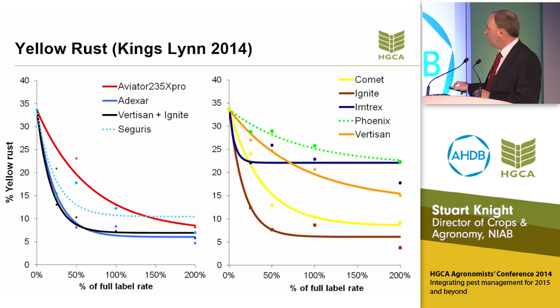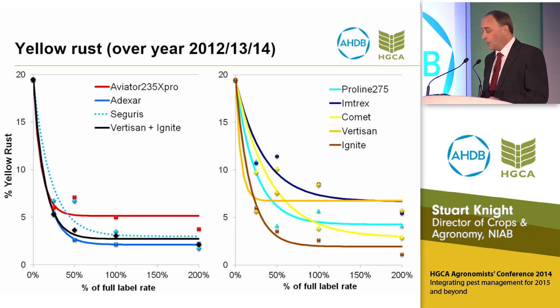Looking at the SDHI azole mixtures, again, typically the mixtures that contain the epoxyconazole, the Vertizan Ignite, the Seguris, and the Adexar, are giving us the better performance. The Aviator, which is relying more on the prothioconazole component, is again a little bit off the pace in terms of the yellow rust. I've got some over-year data for you for the yellow rust. And the story there is really much the same as it was with the single-year data.